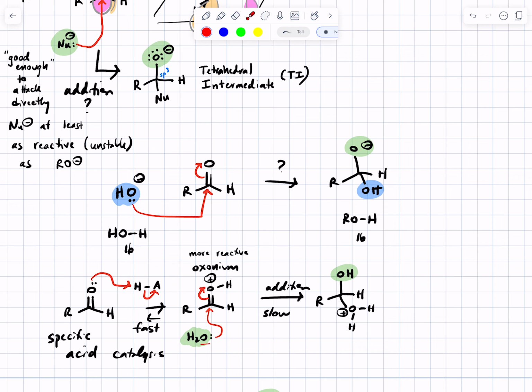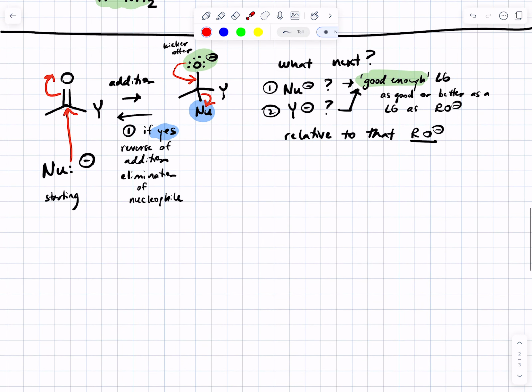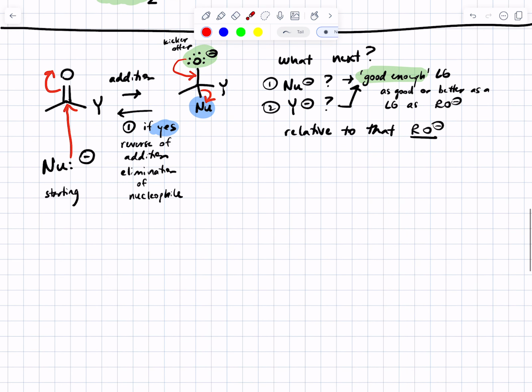Often when reactions are in equilibrium like this, you'll need to do something downstream later on to push the reaction in a direction that you want. Okay? So if yes, then the reversible step, then the step of nucleophile elimination is fine. Let's think about another option.